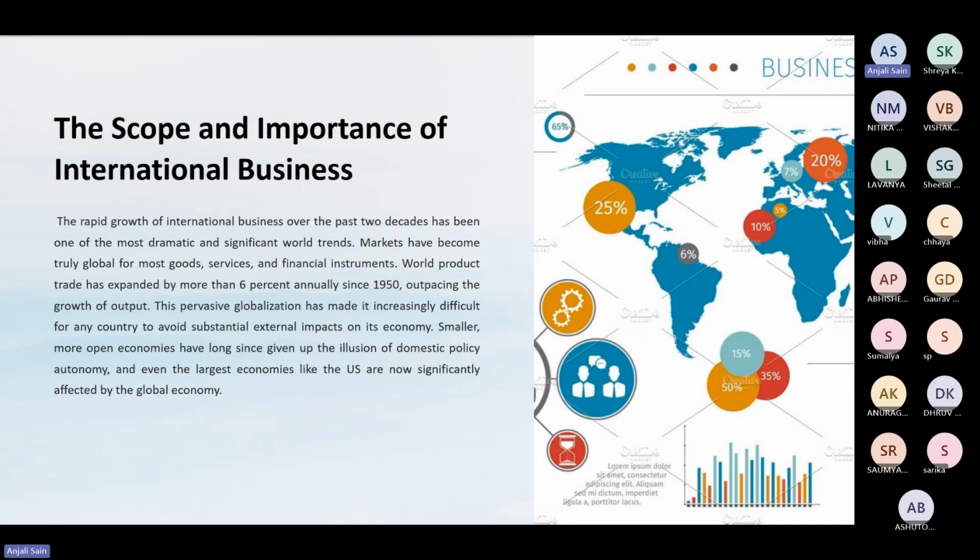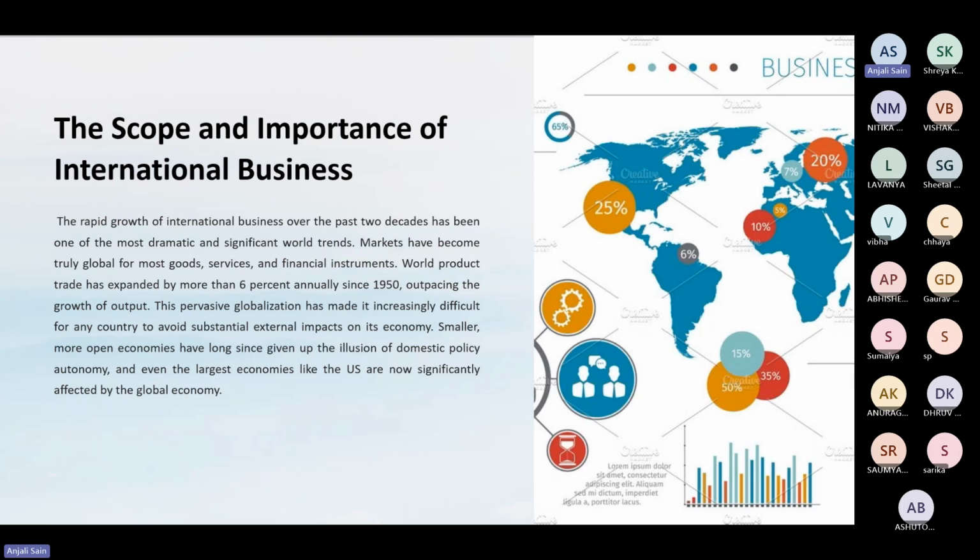This pervasive globalization has made it increasingly difficult for any country to avoid substantial external impact on its economy. Smaller and more open economies have long since given up the illusion of domestic policy autonomy. जो छोटी एंड ओपन इकोनॉमीज दे हैव गिवन अप कि वो अपने ही क्लोज्ड मार्केट में ऑपरेट कर लेगी. नाउ दैट इज नॉट पॉसिबल. इवन द लार्जेस्ट इकोनॉमीज लाइक यूएस आर नाउ सिग्निफिकेंटली अफेक्टेड बाय द ग्लोबल इकोनॉमी.